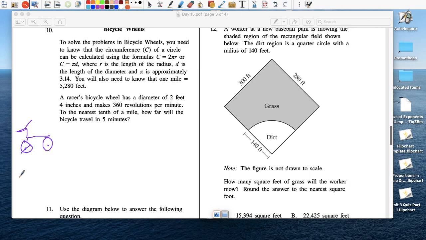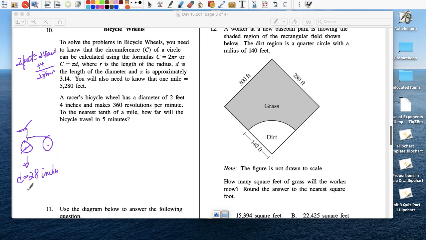So the diameter is 2 feet and 4 inches, so let's change 2 feet. 2 feet is 24 inches, plus the 4 inches, you get 28 inches. So the diameter of this bicycle wheel is 28 inches. Okay, and it does 360 revolutions per minute. So 28 inches, 360 revolutions.